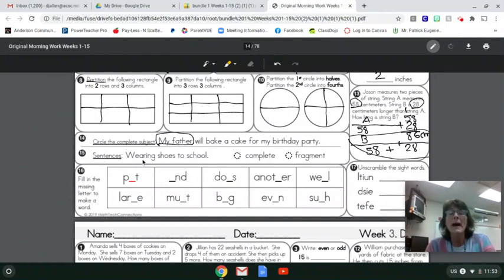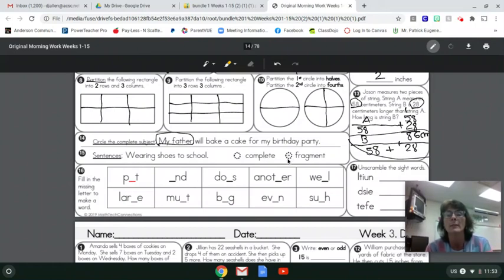Number 15 is about sentences. We know a sentence has to have a capital letter and an end mark, and it has to make sense, and it has to have a subject and a predicate, a noun and a verb. So wearing shoes to school, is that a sentence? Is it a good sentence that makes sense? Wearing shoes to school. Do we know who is wearing shoes to school? I don't think we know that. I don't think it completely tells us a sentence. So it is not a complete sentence.